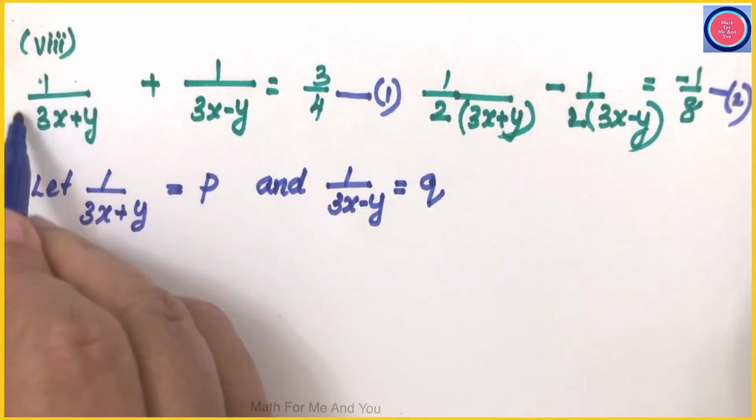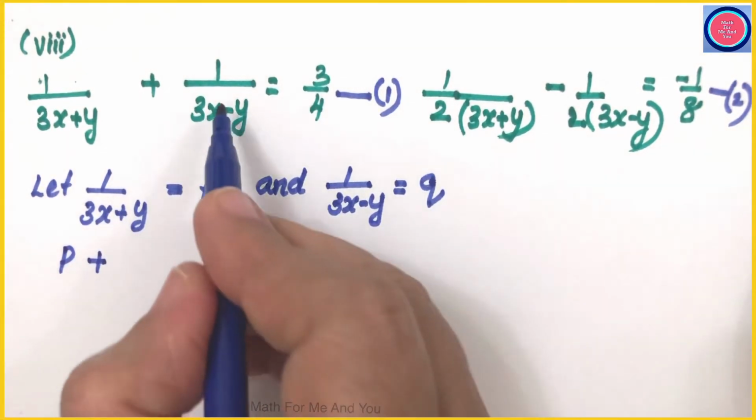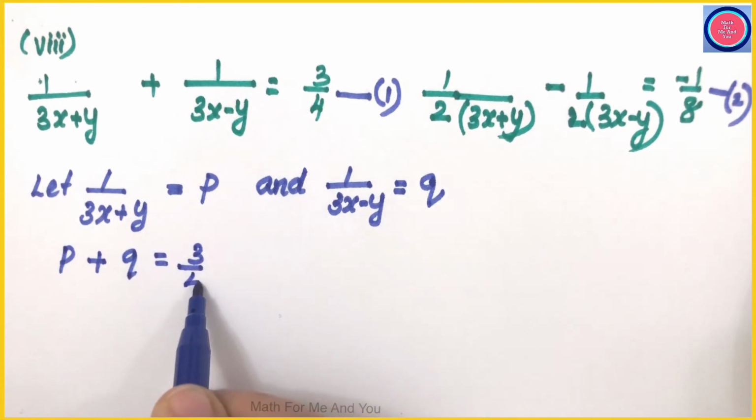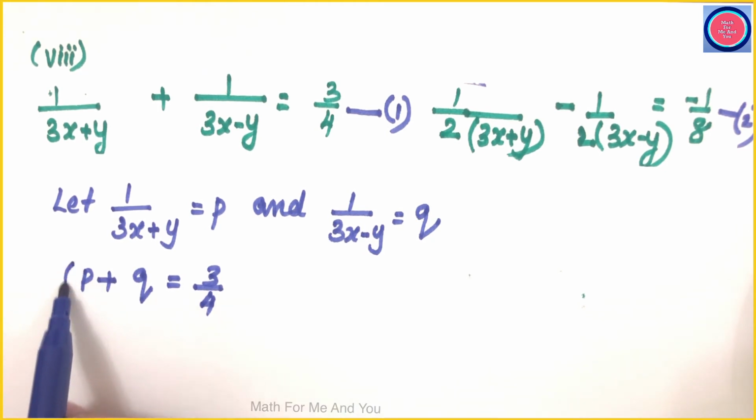Let 1 over 3x plus y equal p and 1 over 3x minus y equal q, and change the equation. Now the equation becomes this completely. This is p, so it is p plus what next? q equals 3 over 4. The right side is a fraction. If we multiply each term by 4, we can cancel the denominator on the right side. So we are going to multiply with the 4.